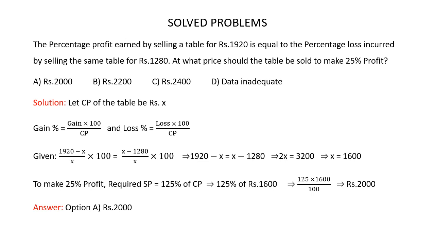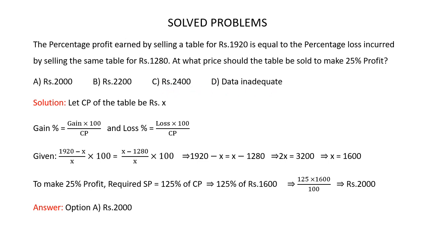The percentage profit earned by selling a table for rupees 1920 is equal to the percentage loss incurred by selling the same table for rupees 1280. At what price should the table be sold to make 25% profit? Here you are given four options and you have to find out which of these options is the correct one.